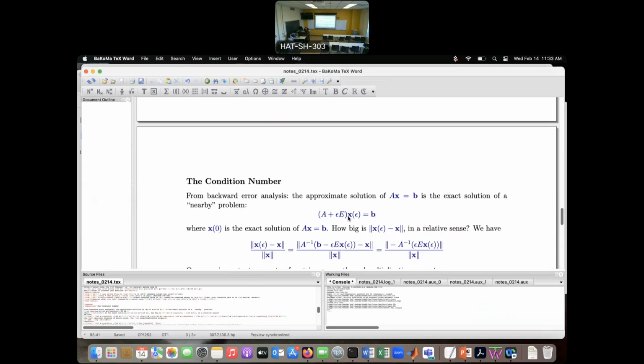I want to be able to solve for x of epsilon, but in a way that uses A inverse, because I can certainly multiply both sides of this equation by (A plus epsilon E) inverse and get a formula for x of epsilon that way, but that doesn't help me. I really want an expression for x of epsilon in terms of A inverse. So what I do is I take this term, the plus epsilon E, move it to the other side, and multiply by A inverse. It's not an explicit formula, but it's one I can work with. So x of epsilon here is replaced by this.